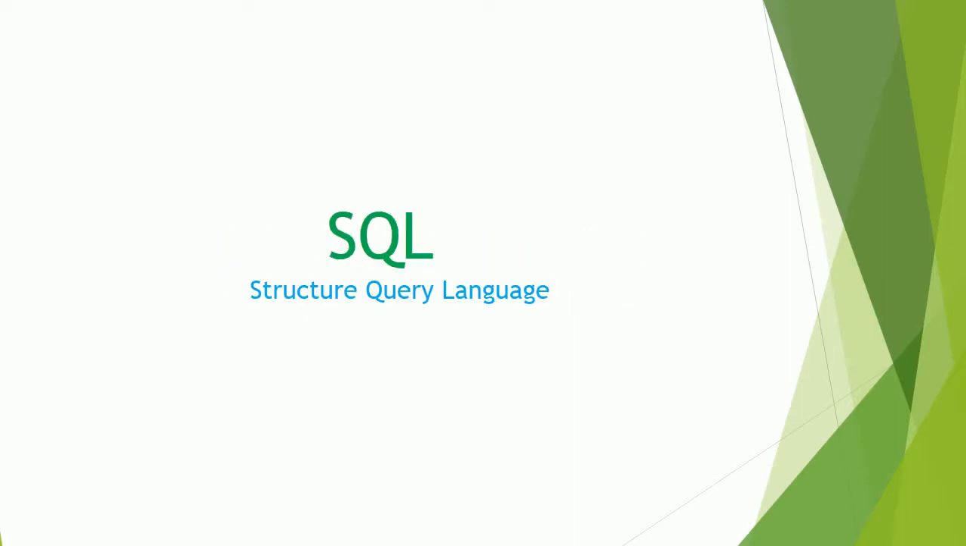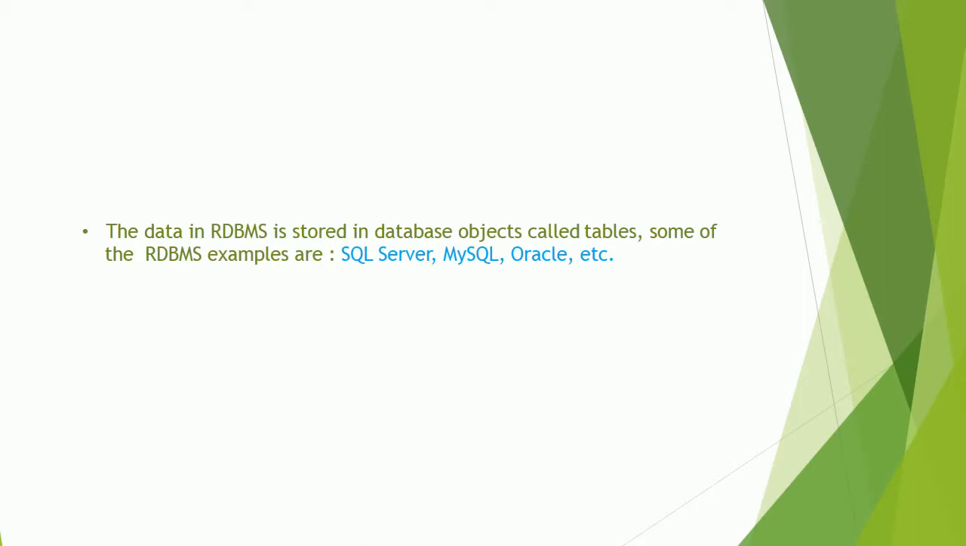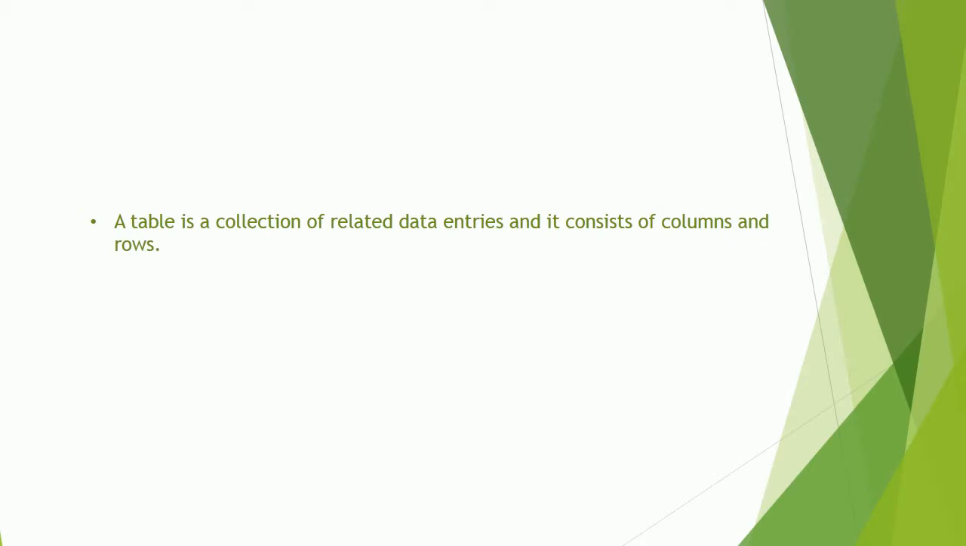First of all, we will go through SQL. SQL is a standard language for storing, manipulating and retrieving data in databases. The data in an RDBMS is stored in database objects called tables. Here RDBMS stands for Relational Database Management Systems, examples of which are SQL Server, MySQL, Oracle, etc. A table is a collection of related data entries and it consists of columns and rows.